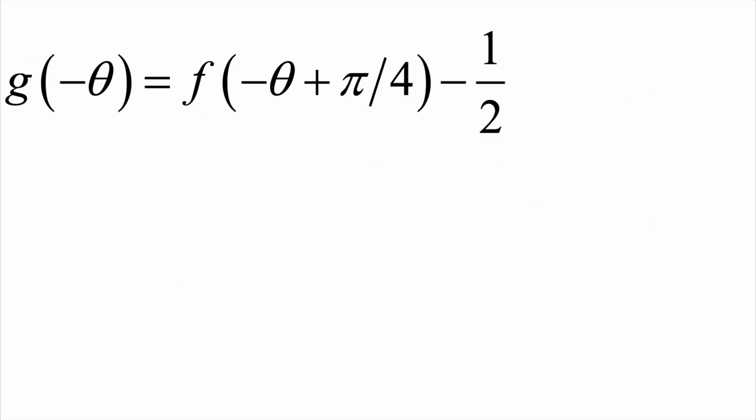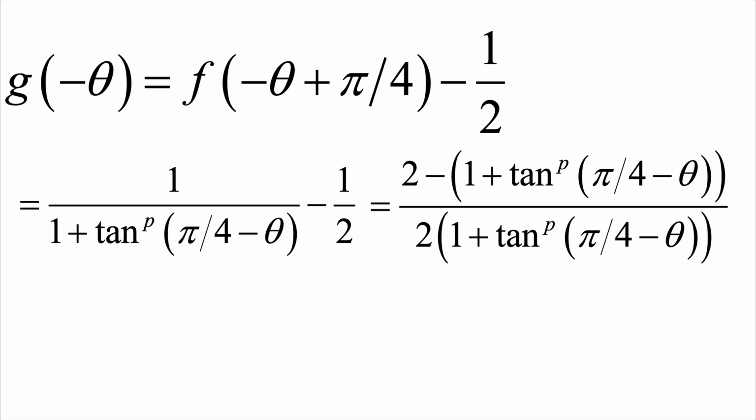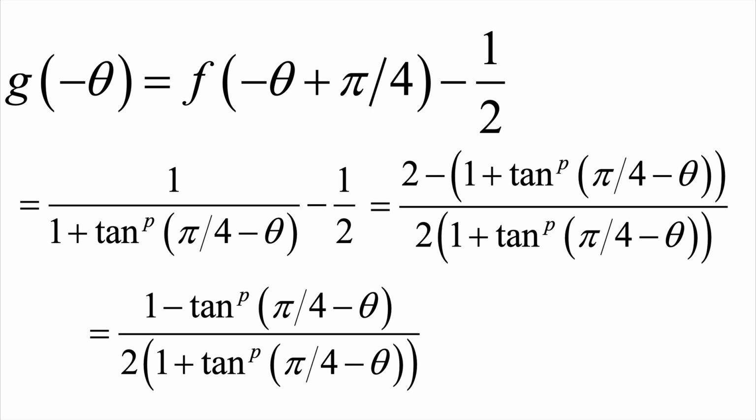Let's begin. Using the definition of g of theta, if we replace theta with negative theta, we get f of negative theta plus pi over 4 minus 1/2. Using the definition of f of theta, this becomes 1 over 1 plus tangent of pi over 4 minus theta all to the p power, then minus 1/2. Getting a common denominator that's the product of these two denominators gives us this expression. As before, pause the video and take time to double check this. Next, distribute the minus sign through the parentheses on top. 2 minus 1 is 1, and plus tangent becomes minus tangent.